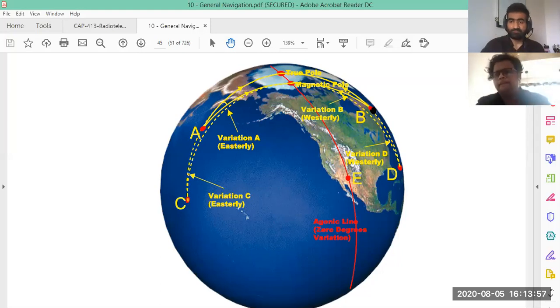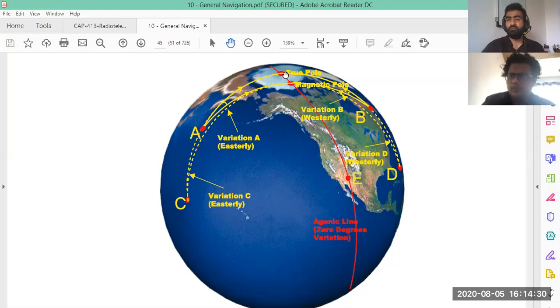Now, if you keep an observer at Echo, can you see Echo? Then you see that true and magnetic pole are in the same line, coincident, coaxial. So lines joining zero variation are known as agonic lines, because here the value of variation is zero. Both are similar, identical.